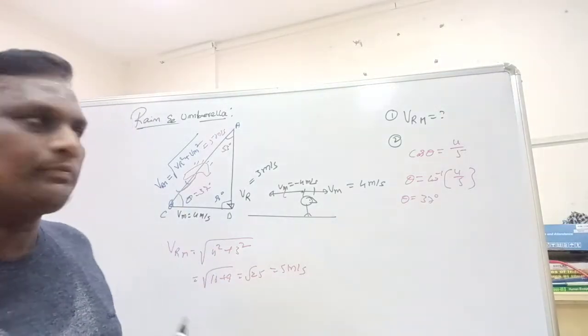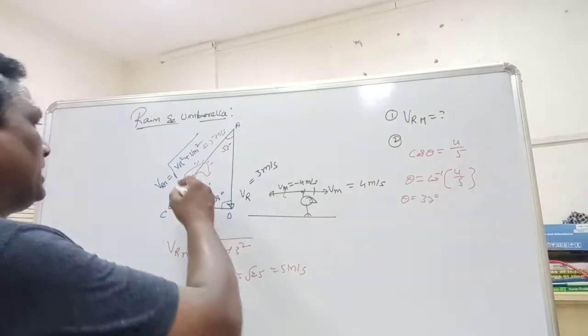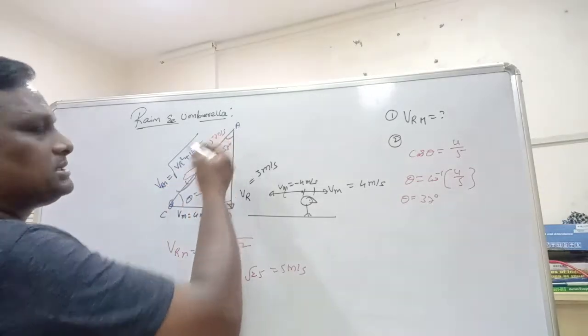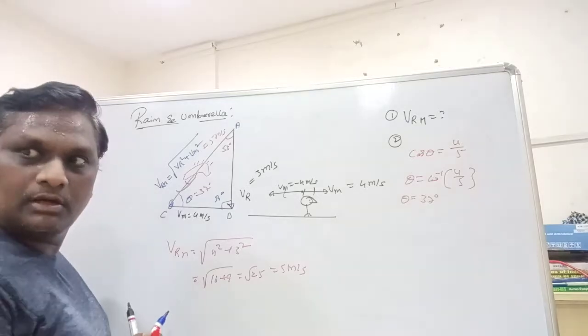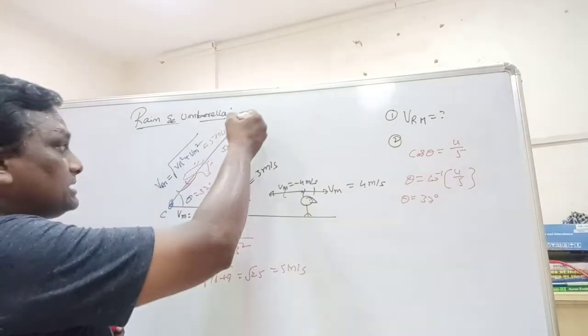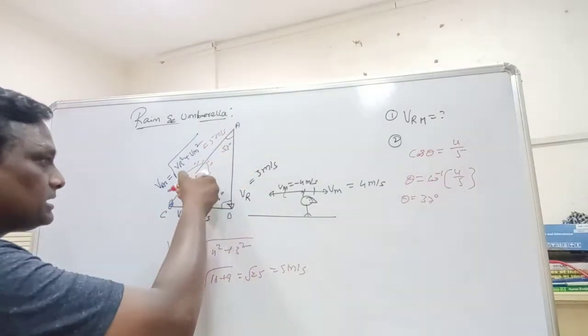So I explained the two questions. What is the relative velocity of rain with respect to the man? That is 5 meters per second. You have to find the resultant vector, because this is in this direction and this is in this direction.